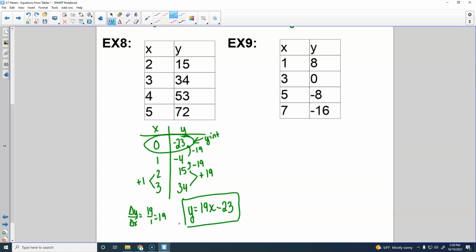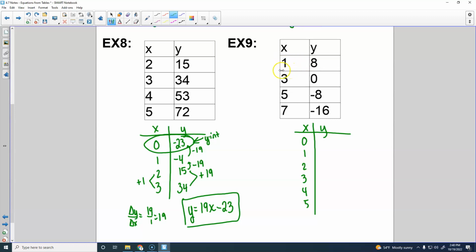Oh, gracious me. This one is terribly annoying because I've got 1, 3, 5, 7. Not only is my 0 missing, I'm skipping numbers, right? So let's do this. Let's draw us a chart, X, Y, and let's go 0, 1, 2, 3, 4, 5. That'll be good enough, right?